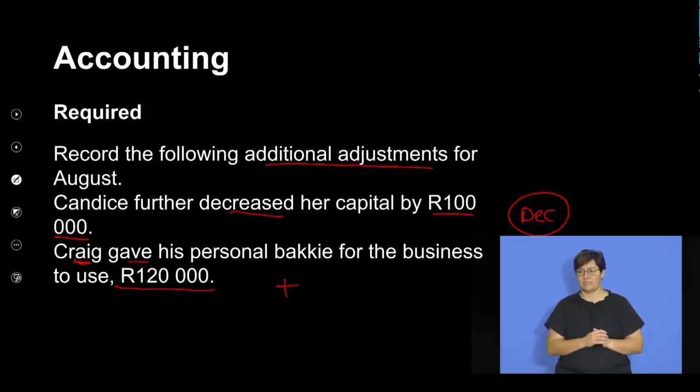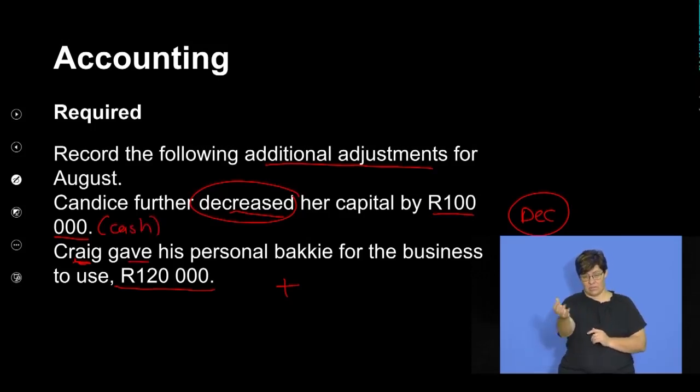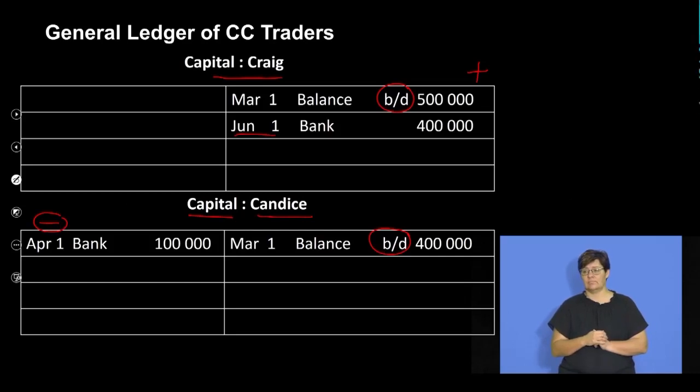Okay, so let's record this first in the ledger accounts and let's see then what other questions we are faced with. We're going to start off with Candace, who decreased her capital by 100,000. In brackets, I'm just going to mention that it was cash, so that's how she decreased her capital. Right, so let's go to Candace. She's decreased her capital by 100,000. Once again, the other account affected would be bank. Not too worried about the actual date, but we'll just fill in that this is obviously for the month of August.